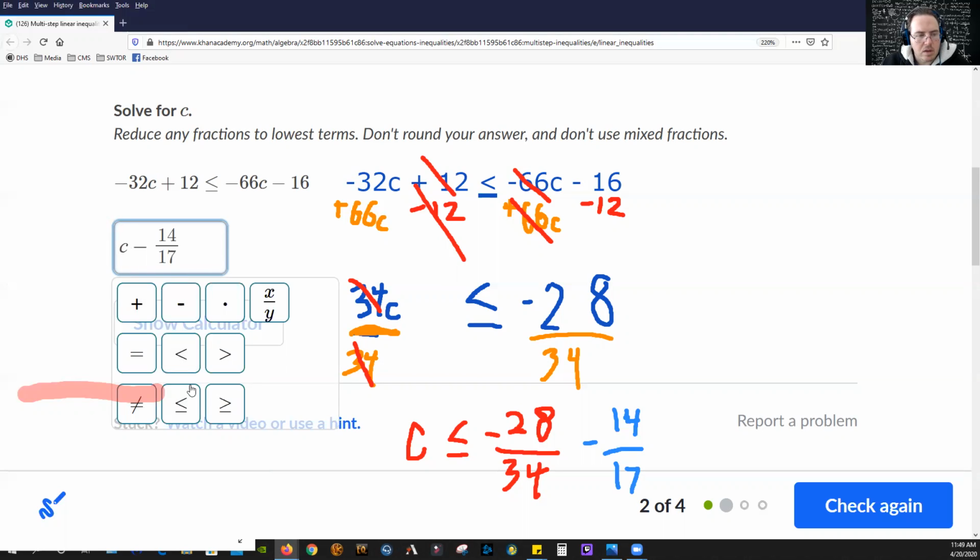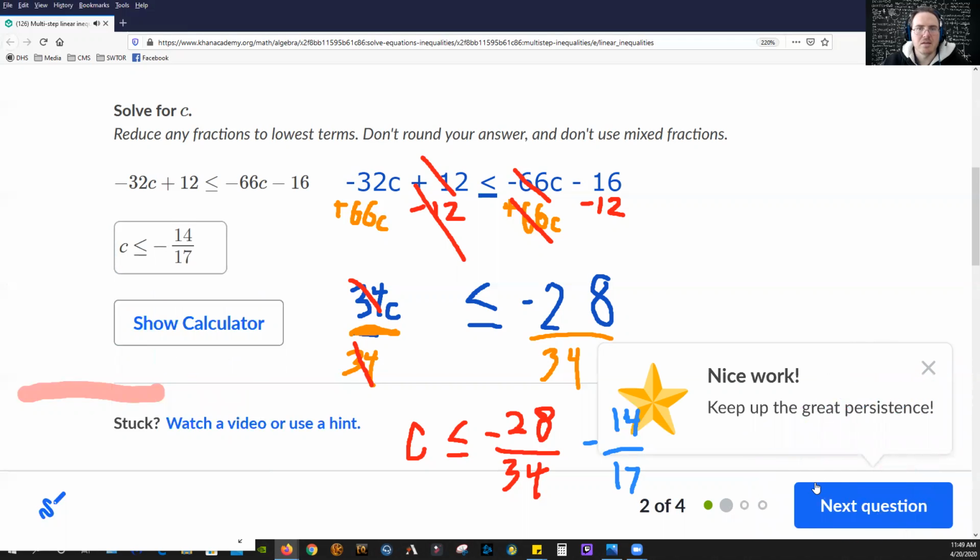C is less than or equal to. Oh, yeah. Awesome. So I did everything correct, and then I just didn't write out the entire answer. Smart guy. Okay, well, at least I can live with that. That's a smart guy mistake. I won't let that happen again.